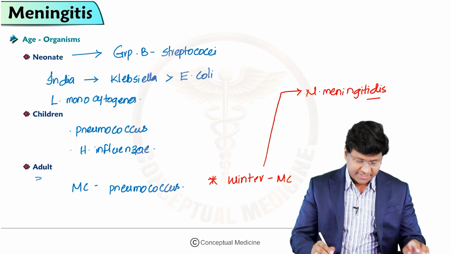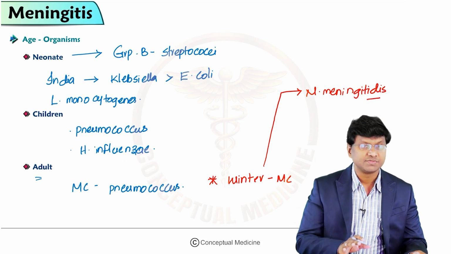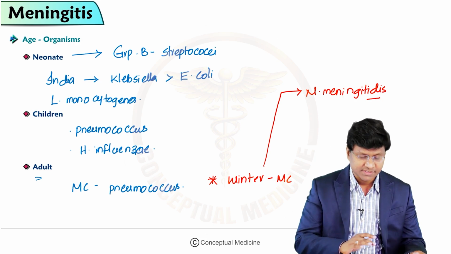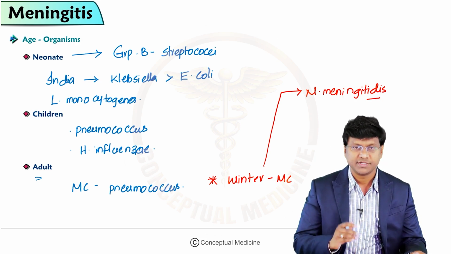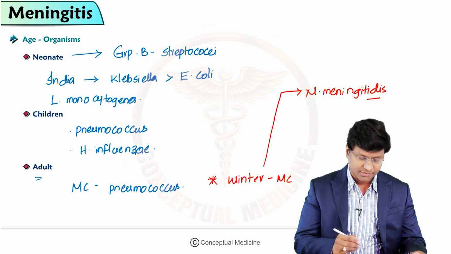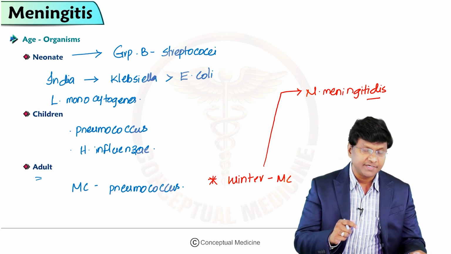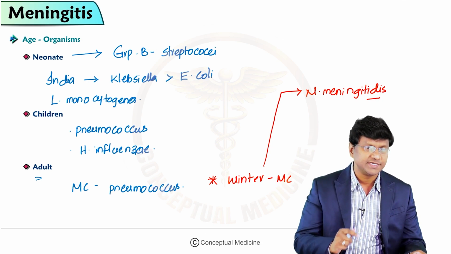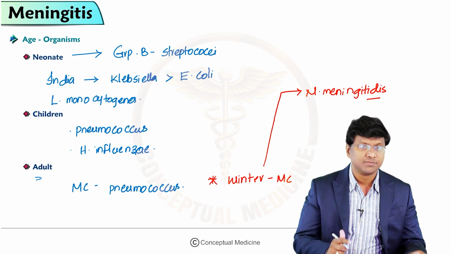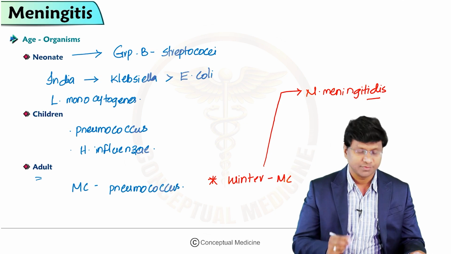Right, Neisseria meningitidis. So these are the organisms which will be causing meningitis according to the age of the individual. In neonates, it is group B Streptococcus. In children, it is the pneumococcus. And particularly in India, in case of neonates, it is Klebsiella. And in adults, the most common organism will be the pneumococcus.